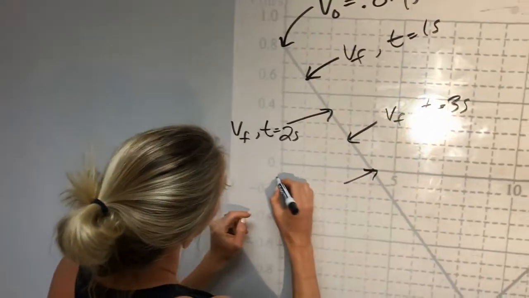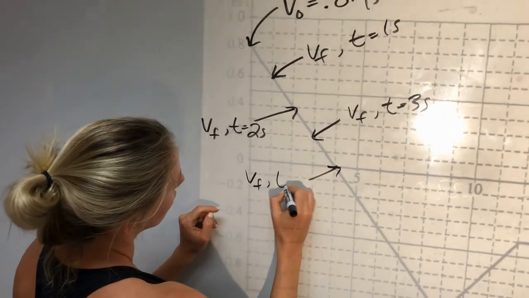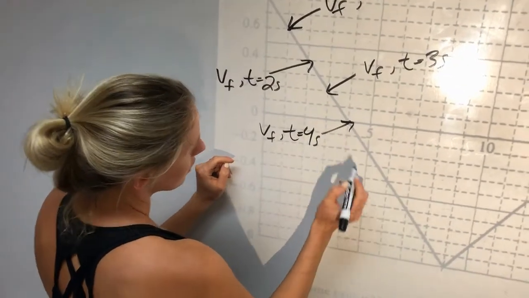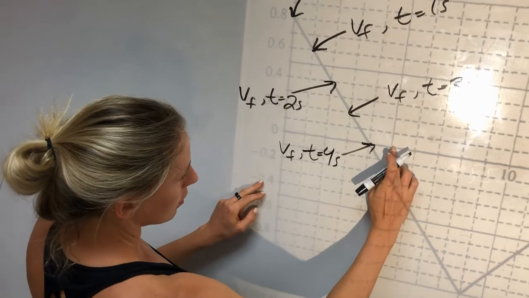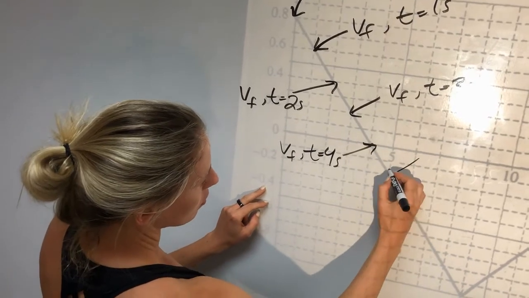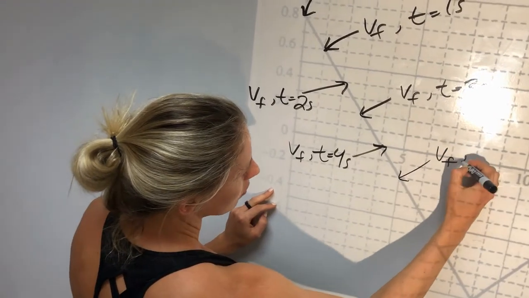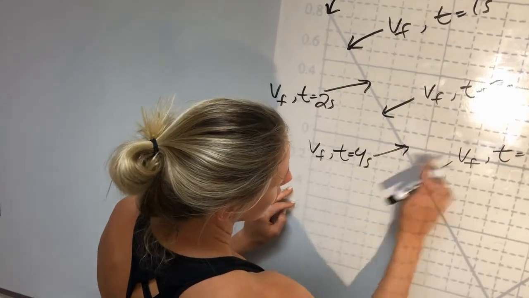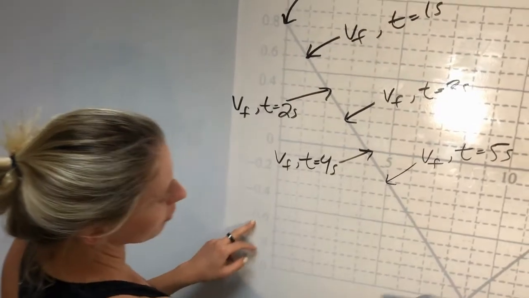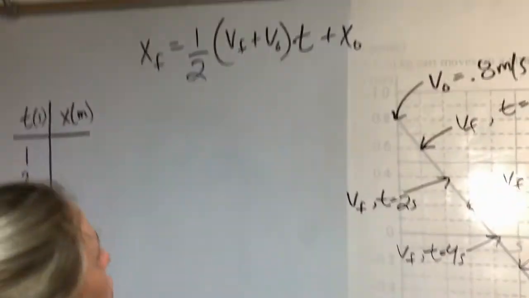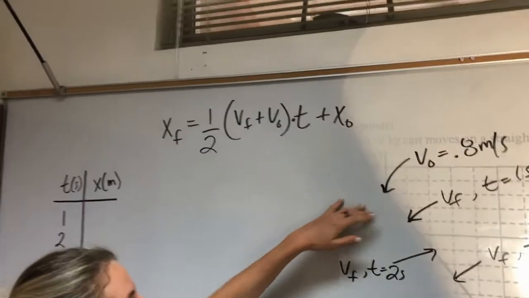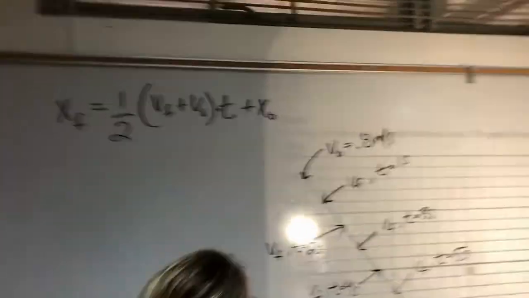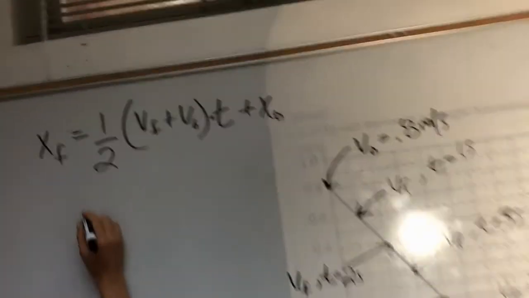Right there. Velocity final, t equals 4 seconds. And then right here, our velocity final at t equals 5 seconds, etc. Keep going on, okay? All right, so I'm going to do the first one with you guys, so you can see how I'm labeling this. So I'm going to go ahead and plug this in.